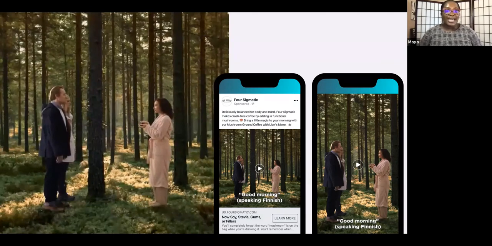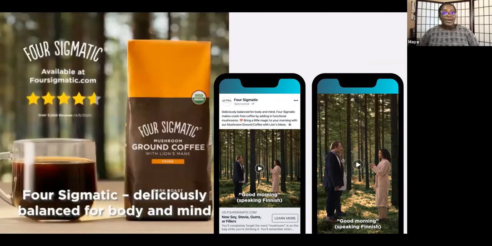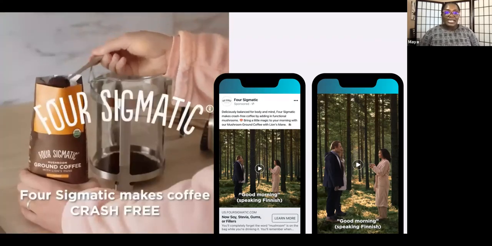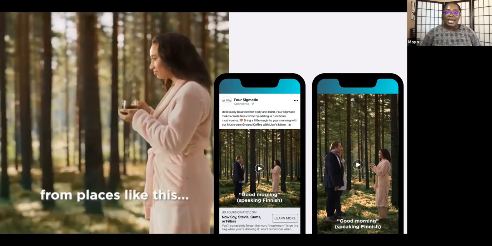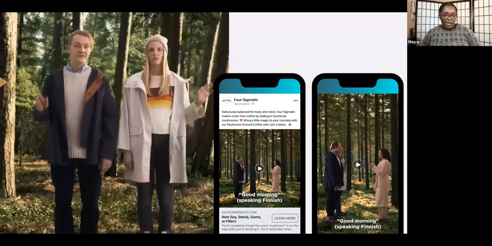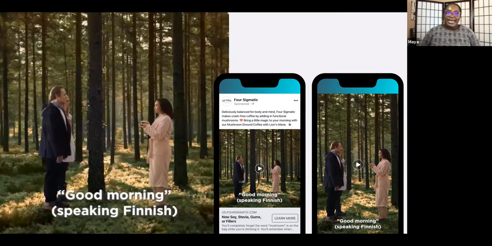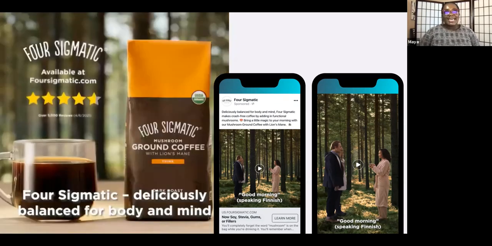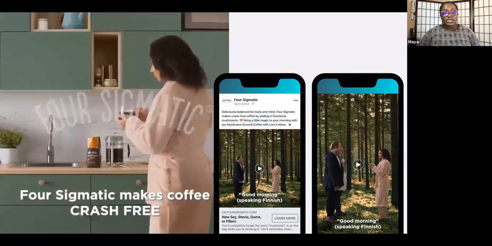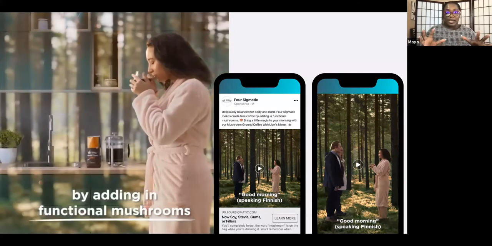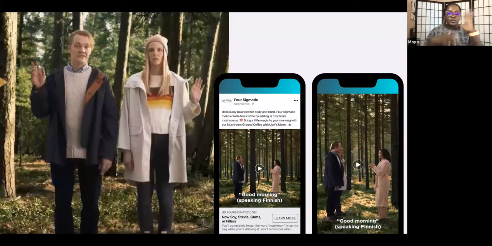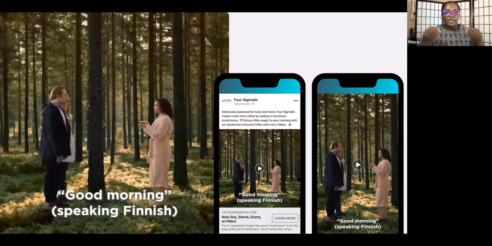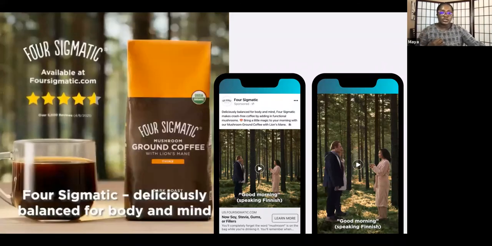I love captions. Now, where this ad could be improved, immediately you are aware that this is an ad because they say Four Sigmatic, the name of the brand, makes coffee crash free. Is there a way for us to engage our users without introducing the brand right off the bat? They know it's from your brand, right? They know it's coming from the brand page. It says sponsored. Instagram, Facebook, Snapchat, all of the social media platforms want to make sure that their users aren't being tricked.